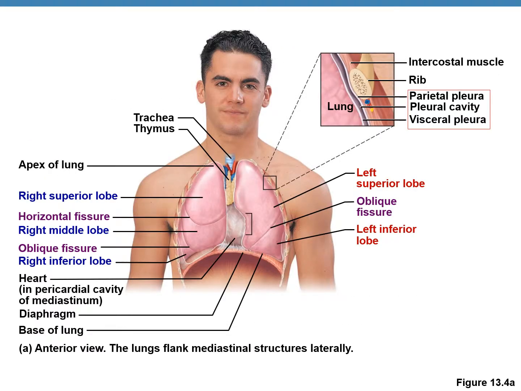This figure illustrates the superior, middle and inferior lobes of the right lung, which are separated by the horizontal and the oblique fissures, while the left lung shows the superior and the inferior lobe only. There is no middle lobe and there's only one oblique fissure. The top panel also shows the serous membranes, the parietal and the visceral pleura.